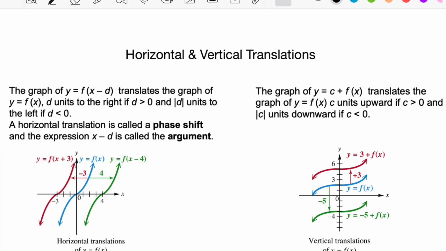All right, so we should all be pretty comfortable with horizontal and vertical translations. We'll see these with our sine and cosine functions as well. So a graph of this form here translates our function d units to the right if d is greater than 0, and d units to the left if it's less than 0. This horizontal translation is called a phase shift, and this expression here, x minus d, is called the argument. And on the other hand, a graph of this form here will translate the graph of our function c units upward if c is greater than 0, and c units downward if it's less than 0.